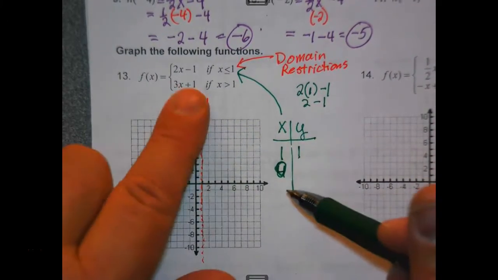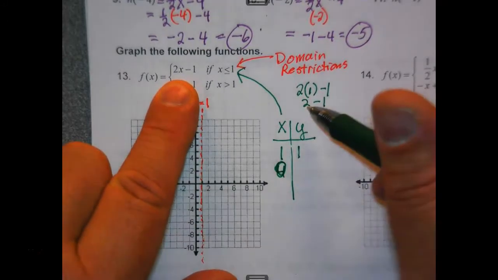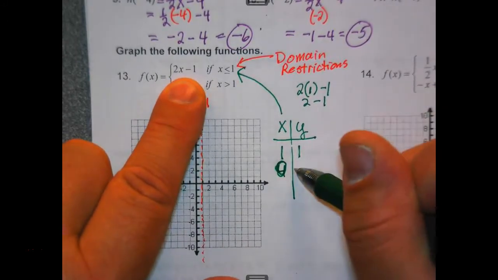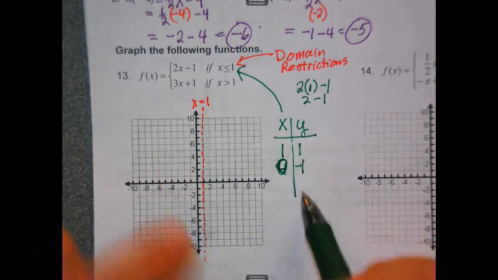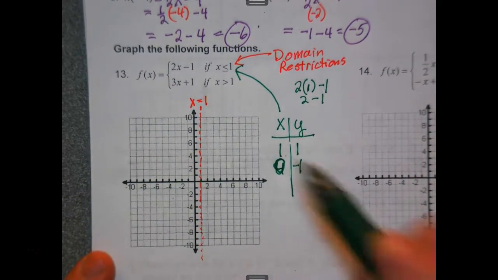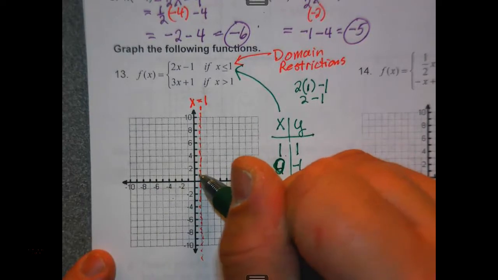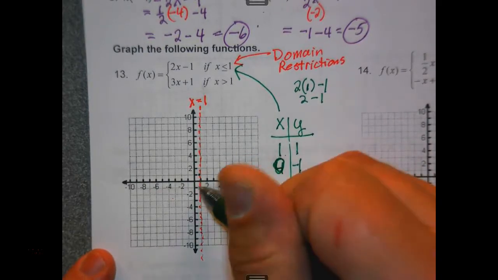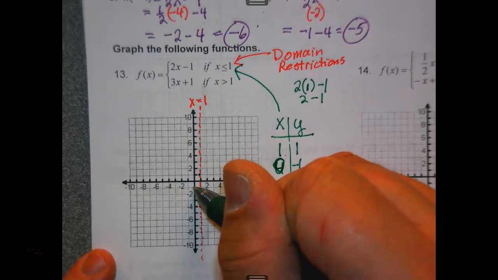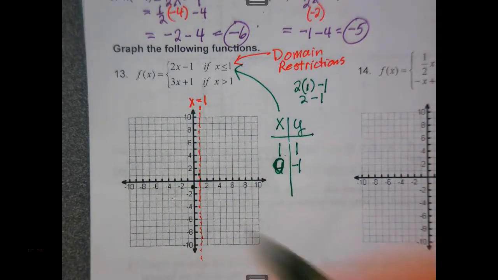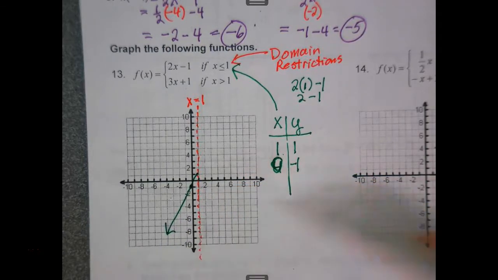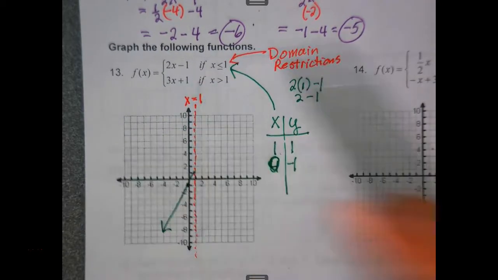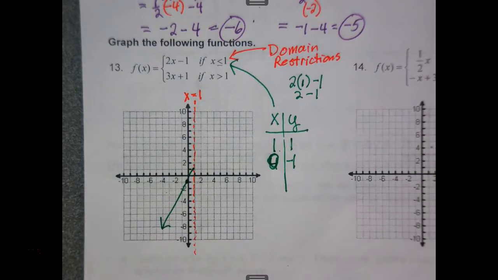Okay, if I plug in 0, I get 0 minus 1 is negative 1. So there's 2 points I'm going to make my line. So I have 1, 1, and 0, negative 1. So here's my line for this one. You with me?